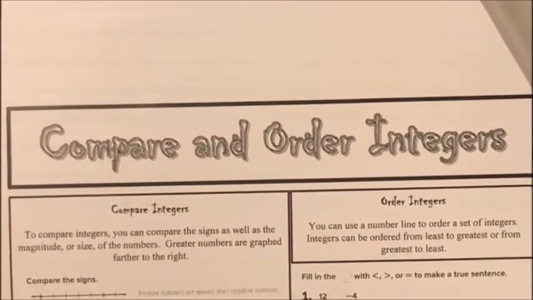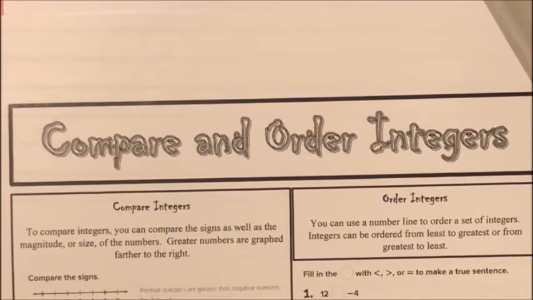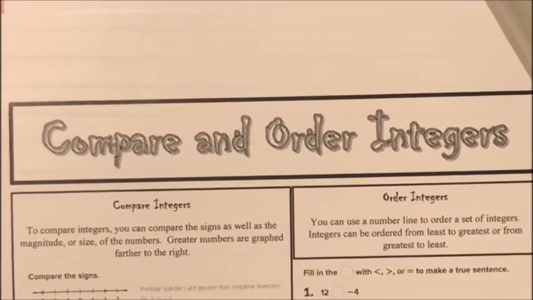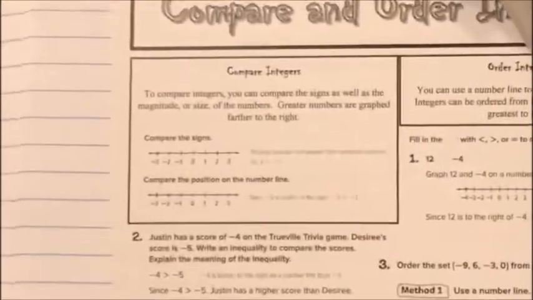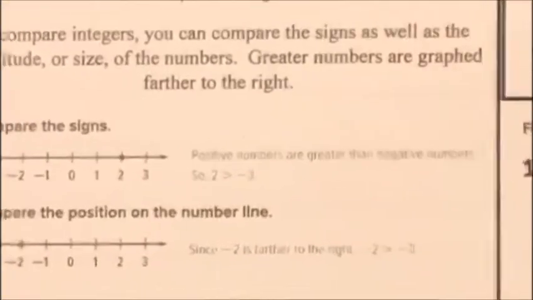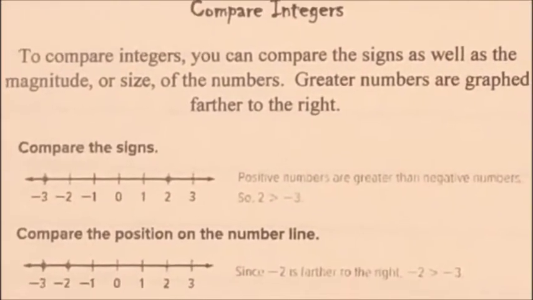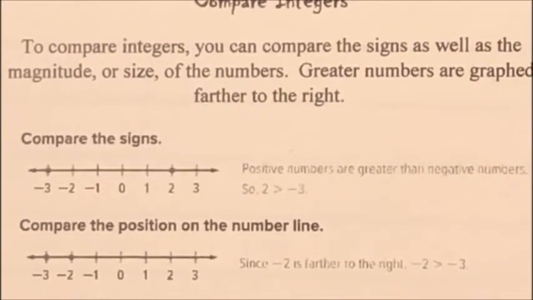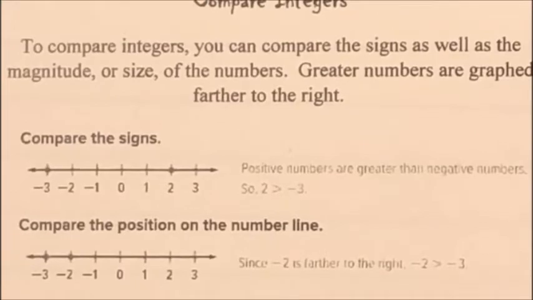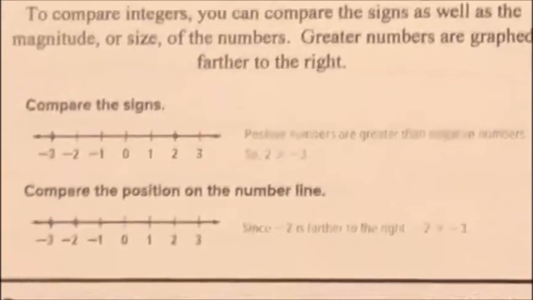This is Chapter 5, Lesson 3, Compare and Order Integers. All right, so if I'm comparing integers, the first thing I want to look at is that to compare integers, you can compare the signs as well as the magnitude or size of the number. Greater numbers are graphed farther to the right.